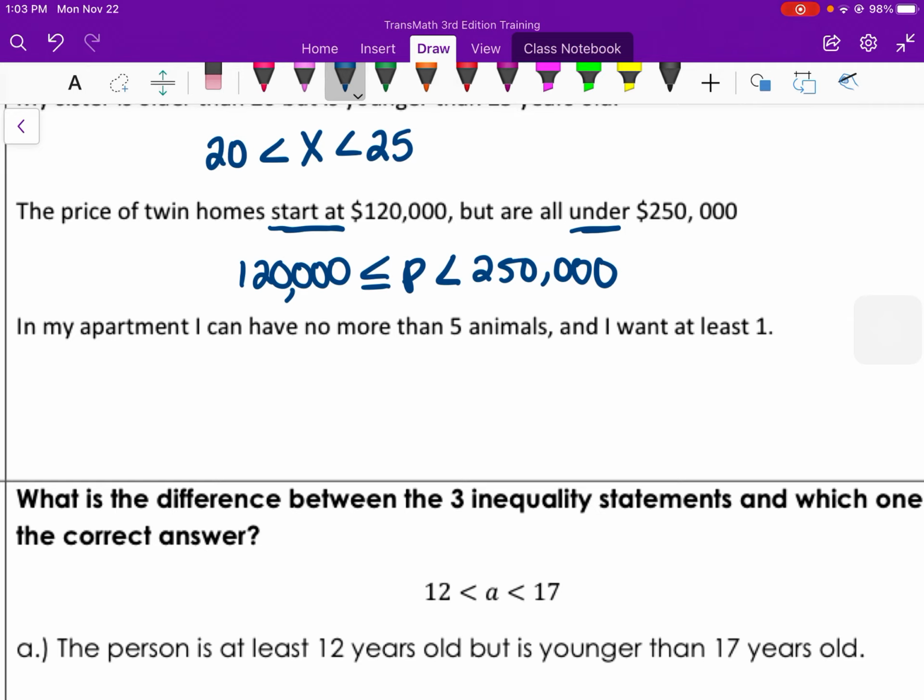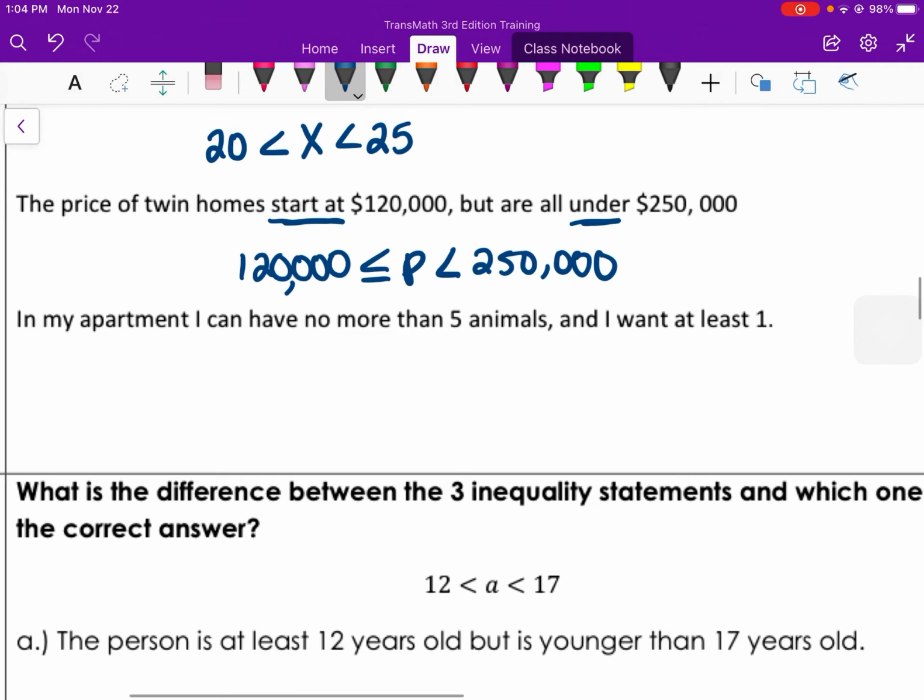In my apartment, I can have no more than 5 animals, and I want at least 1. So no more than 5 means less than or equal to 5, but you want at least 1, which is greater than or equal to 1. So the number of animals that you can have has to be less than or equal to 5, but greater than or equal to 1.